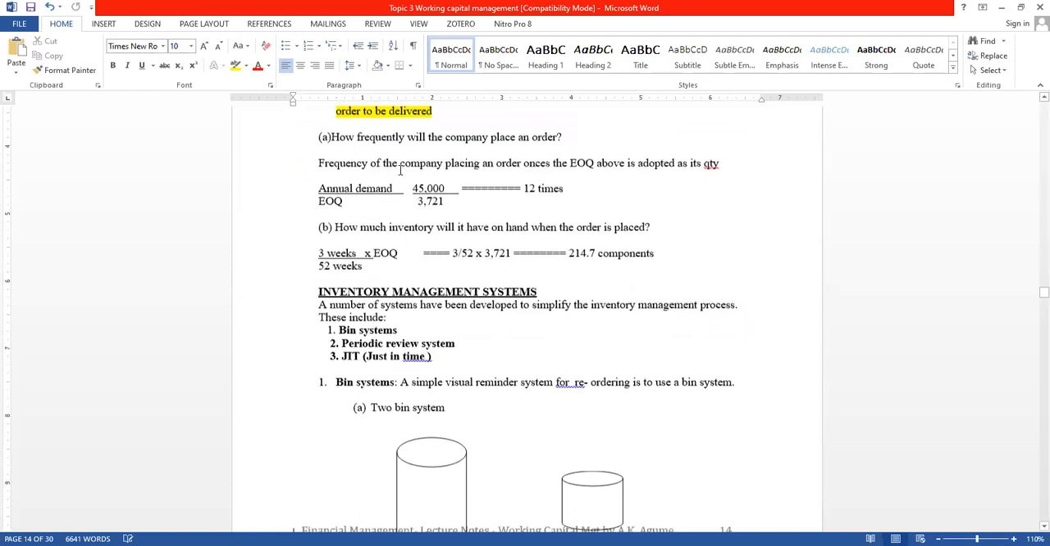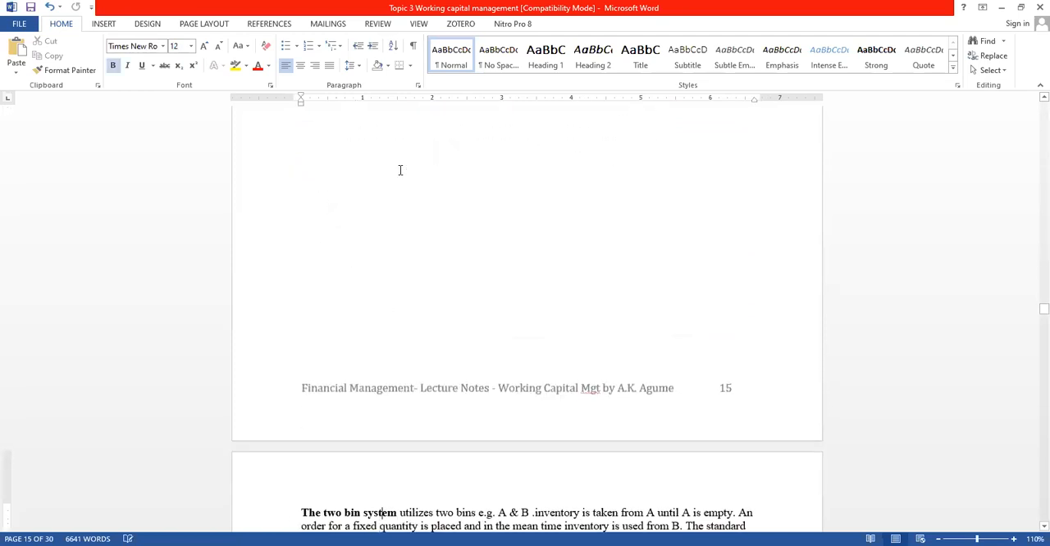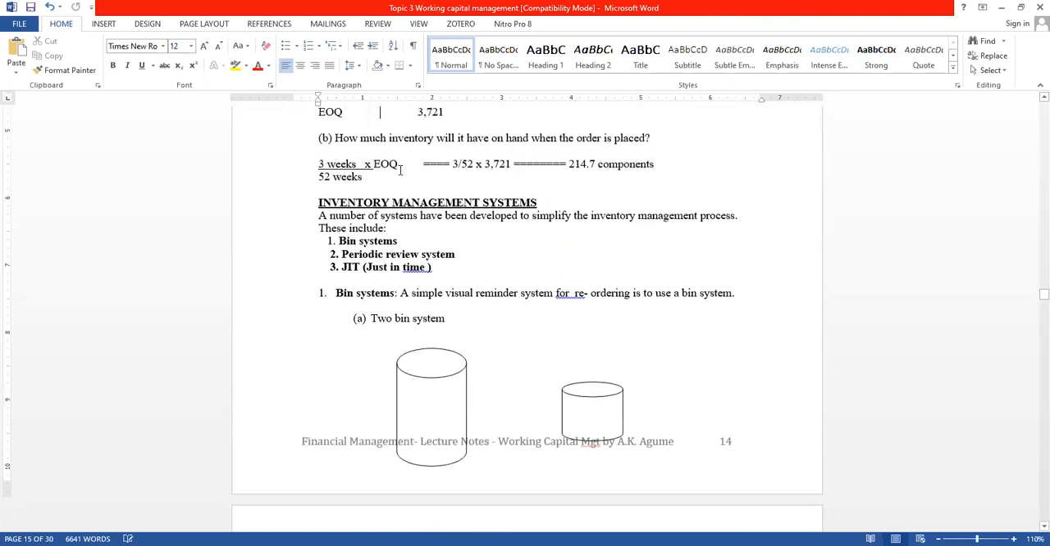Now, the inventory management systems. We have got a number of systems that have been developed to simplify the inventory management process. And one of them, we have the bin systems. Then we have the periodic review and just in time.